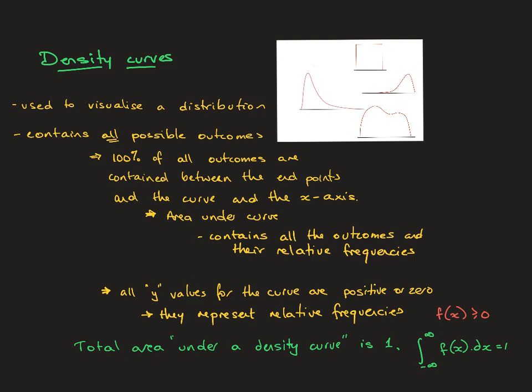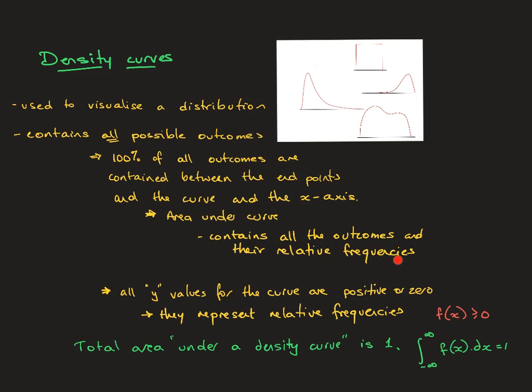And they come in all different shapes. So here's some here. There's a density curve, another density curve. This could be a density curve. This could be a density curve. But the area under the curve contains all of the outcomes and their relative frequencies.